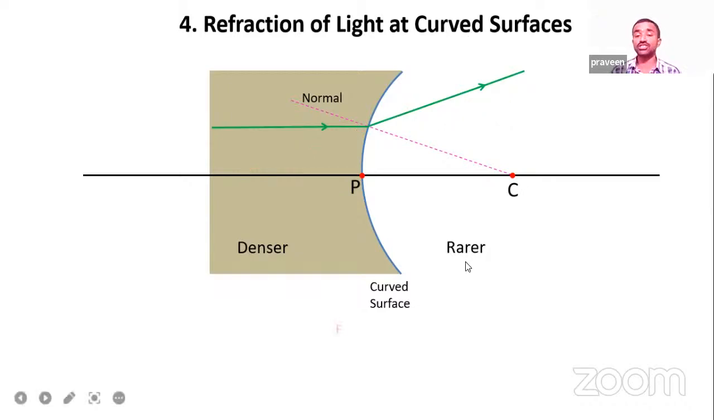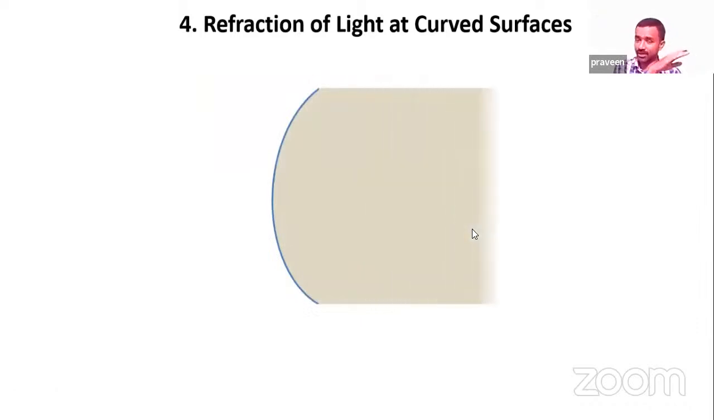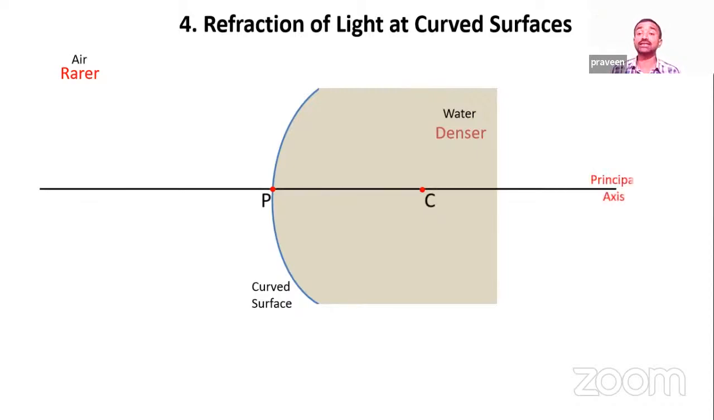Now we are changing again. Now I will consider the same convex surface on the rarer medium side, and the concave surface on the denser medium side. Then identify its pole and center of curvature. Air is the rarer medium, water is the denser medium. There is no importance to the surface again. I am just depending on RTDT, rarer to denser, towards the normal. Right, now the principal axis is drawn. Next, select a light ray.